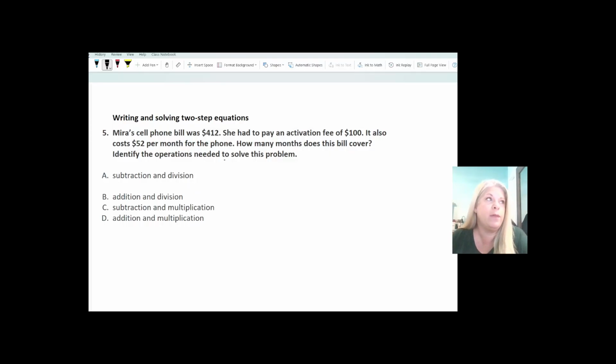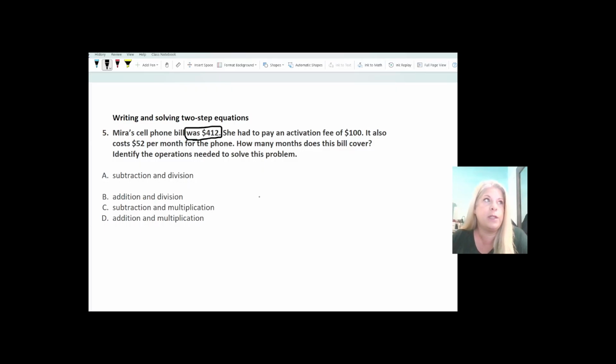So in this problem, they're not actually asking you to solve it. They're just asking you what steps would you take to solve it. Like you don't need a final answer. However, in order to understand this, I'm going to show you how to write the problem and solve it. Okay. So Mira's cell phone bill was $412. That's going to give you a big clue that this is the total.